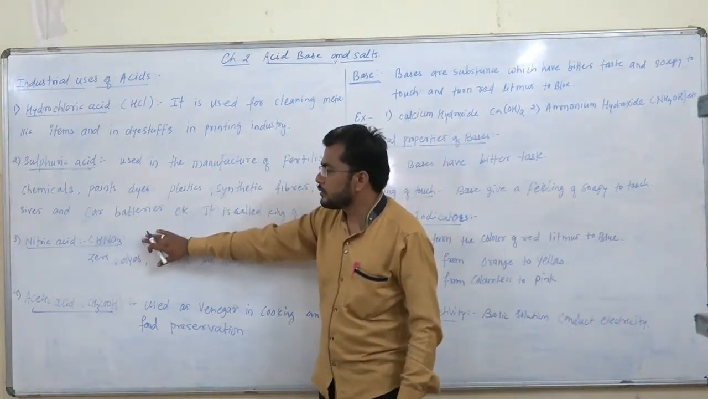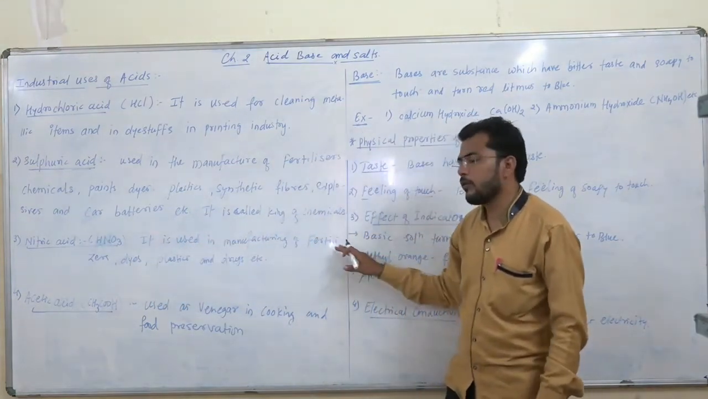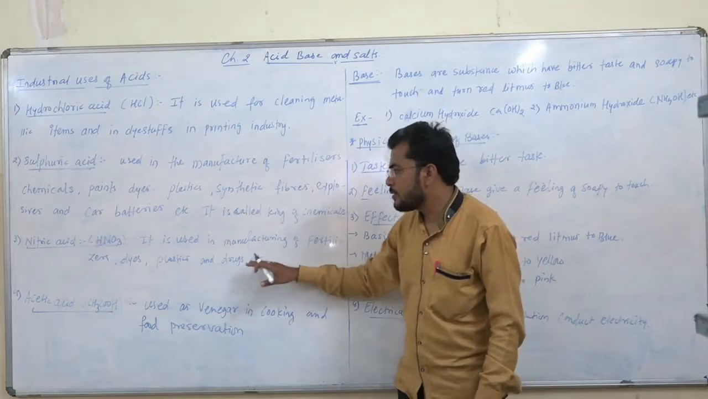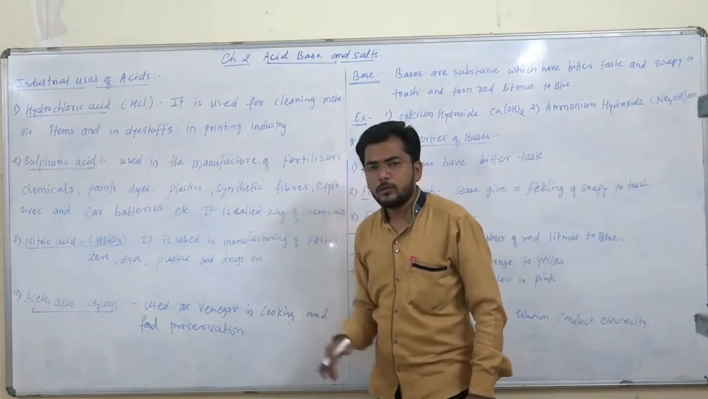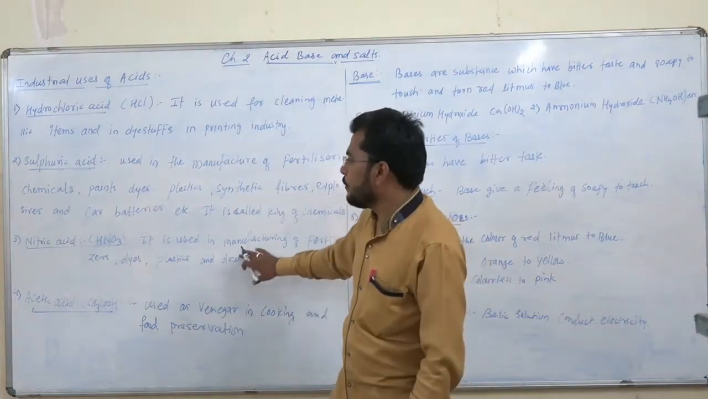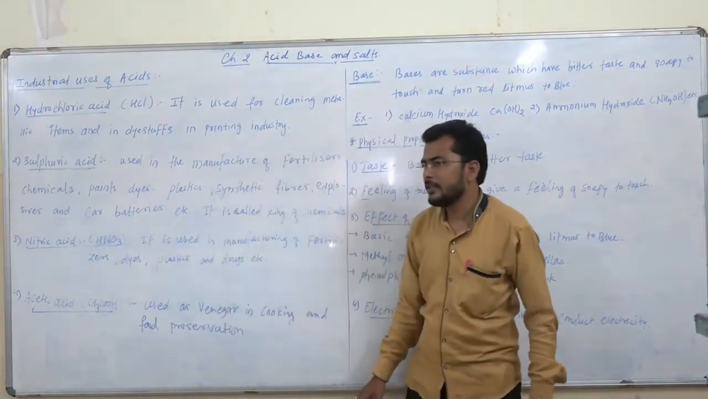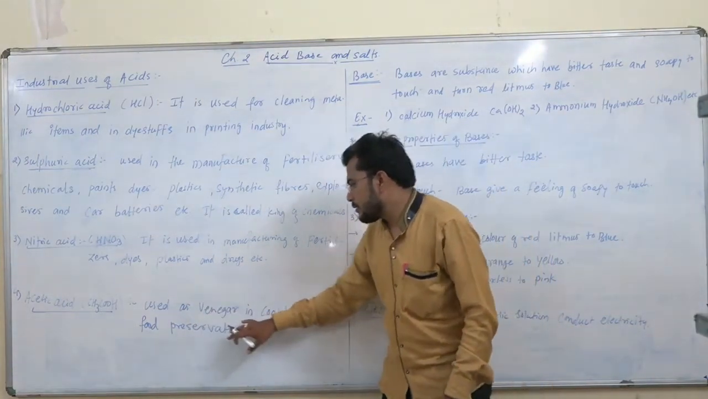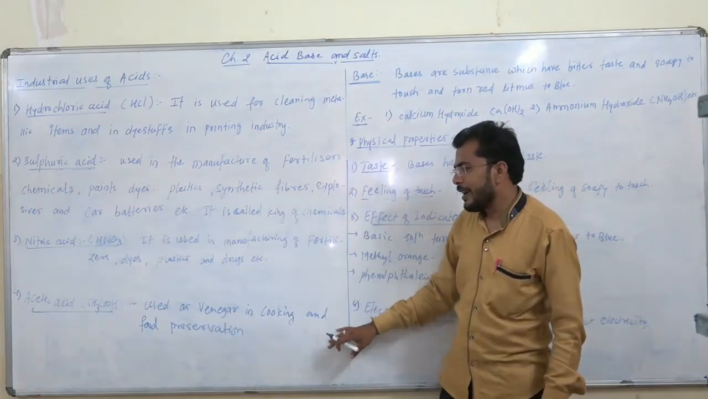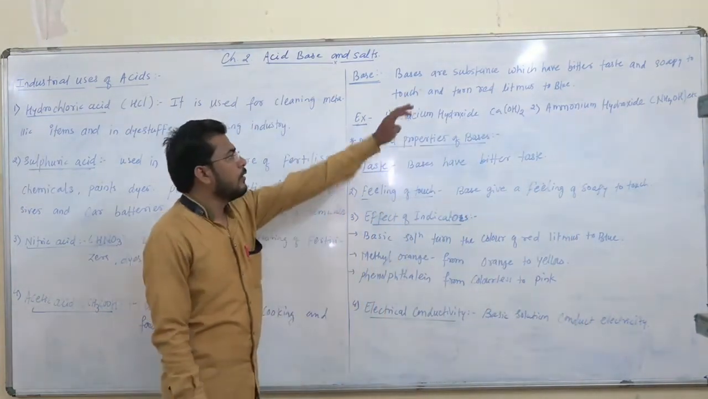Third, we saw the uses of nitric acid, HNO3. It is used for the manufacturing of fertilizers, dyes, plastics, and drugs. So these are the uses of nitric acid. Acetic acid, CH3COOH, is called vinegar. It is used as vinegar in cooking and for the preservation of food.